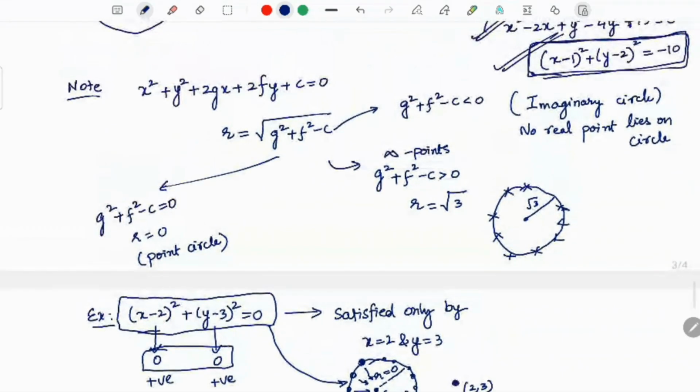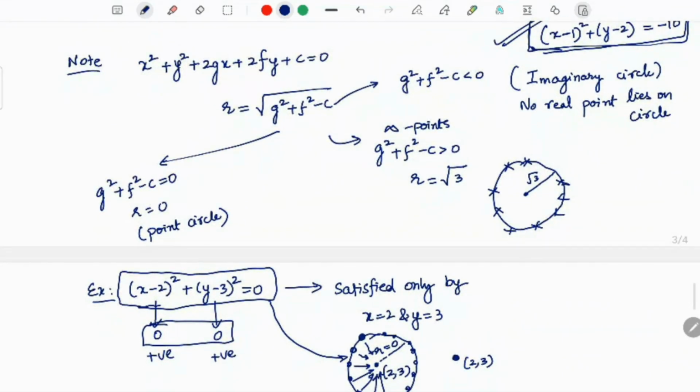All right. So again, what is the summary of this concept? If the radius is an imaginary number, that means no real point is lying on that circle, so we call it an imaginary circle. Radius 0 means only one real point is there on the circle, and we call the circle a point circle. Radius greater than 0 means how many points lie on the circle? Infinite real points. All right.